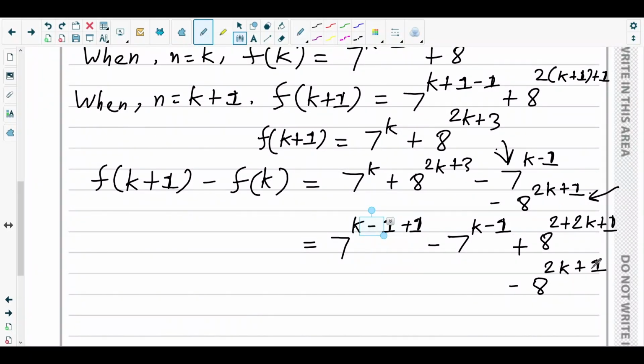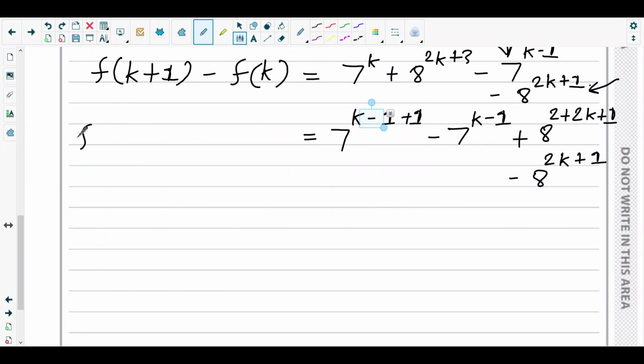You have to understand why I have written 7 to the power k as 7 to the power k minus 1 plus 1. There is definitely a reason for doing this. You have to understand the reason. So this is the equation for f of k plus 1 minus f of k.